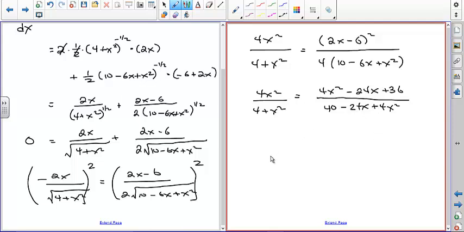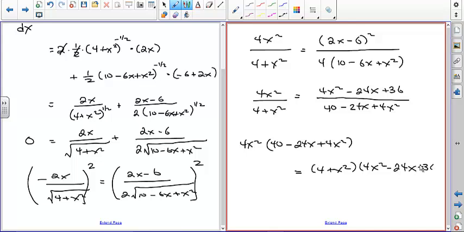Then you can cross multiply. So you'll have 4x squared times 40 minus 24x plus 4x squared is equal to 4 plus x squared times 4x squared minus 24x plus 36.